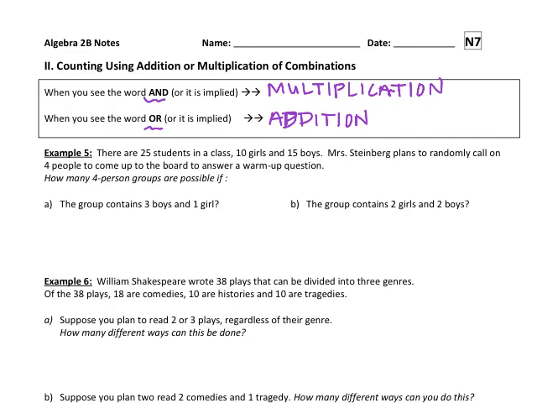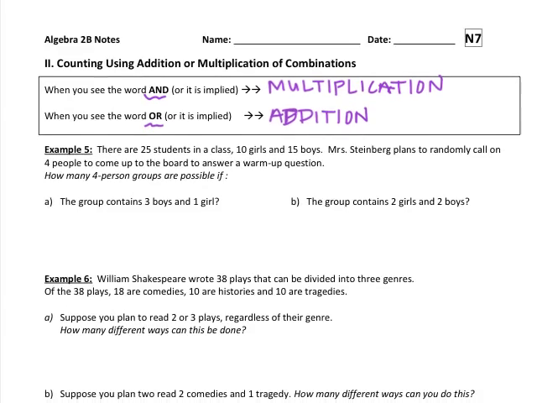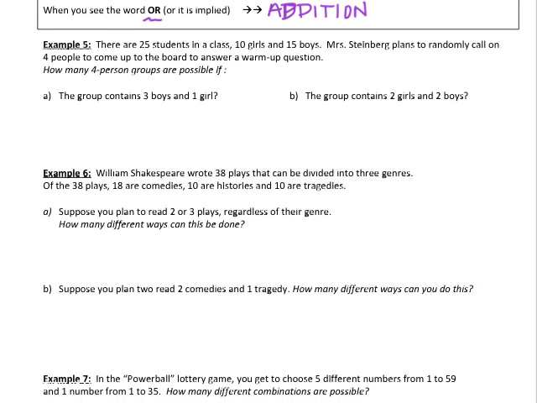So let's go ahead and give this a try. In example 5, it says that there are 25 students in a class. There are 10 girls and 15 boys. I plan to randomly call on 4 people to come up to the board to answer a warm-up question. How many 4-person groups are possible if? Now you saw this problem in example number 3. However, this time we're being a little bit more specific about the groups. We're saying we want 3 boys and 1 girl.